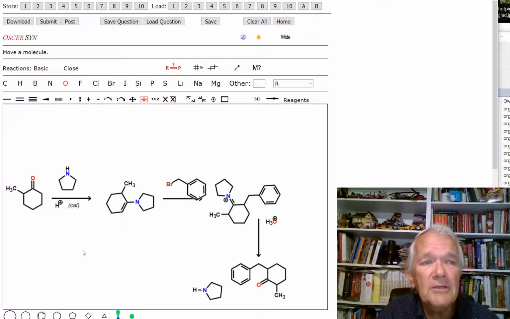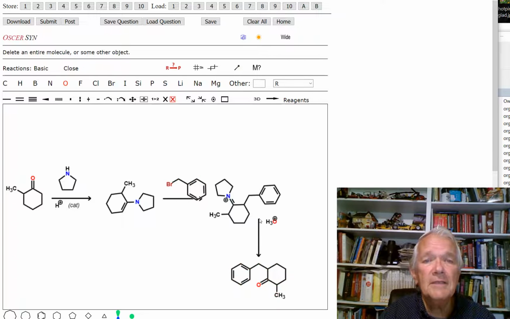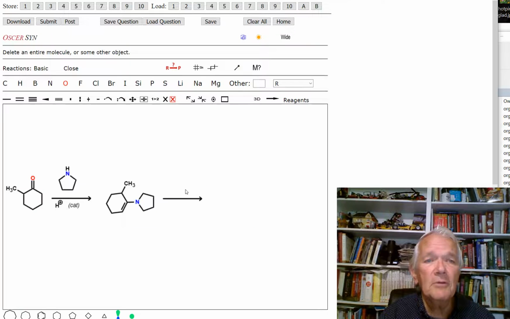You can say, well, why not just use LDA to do this? Well, the whole point is this avoids the LDA, and these are all much more mild conditions, which you can imagine, if you're doing molecules which have more sensitive substituents in them, would be a real advantage. It's also kind of like, think ahead to biology, where we want to be in more of an aqueous world.